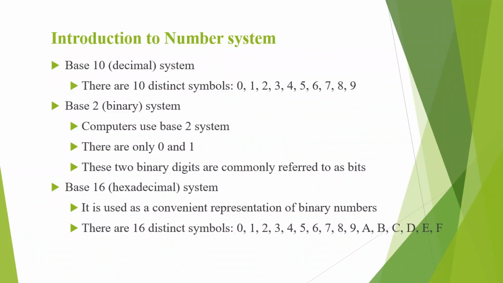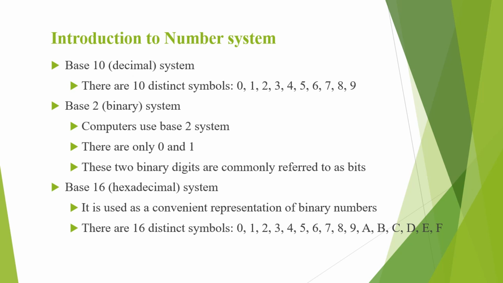In this video, we'll study the different number systems. We have the following three number systems: base 10, the decimal system. Human beings use this system. Here there are 10 distinct symbols, that is from 0 to 9.